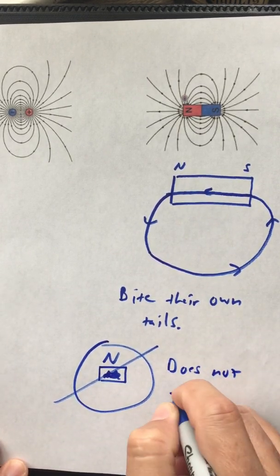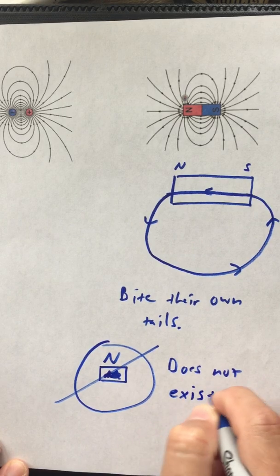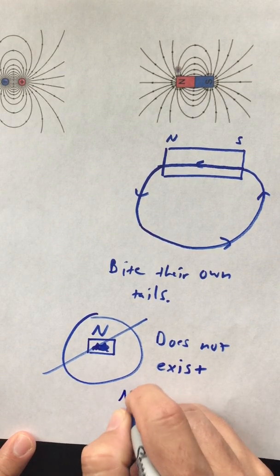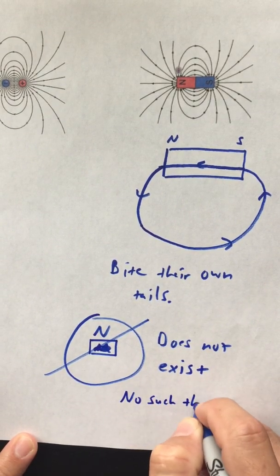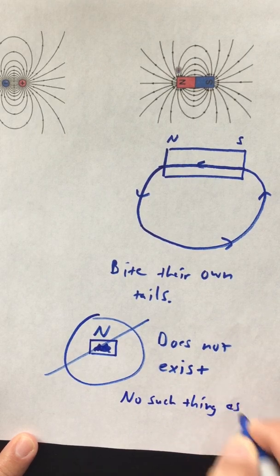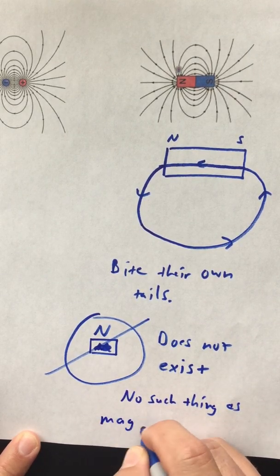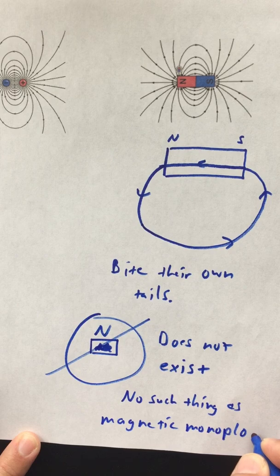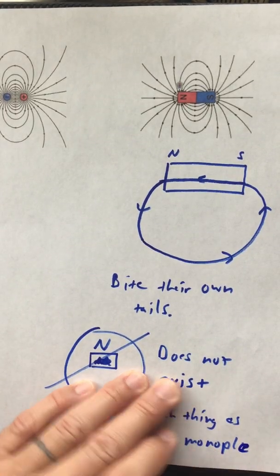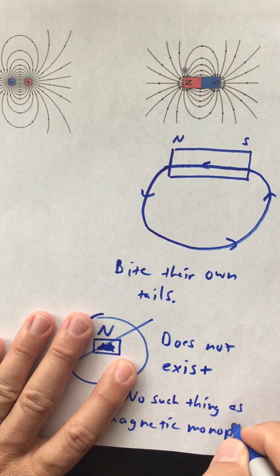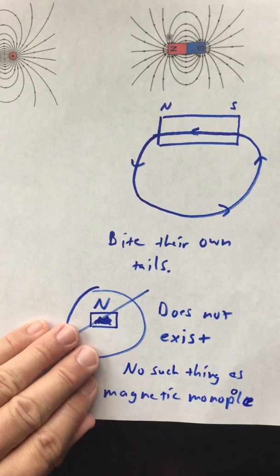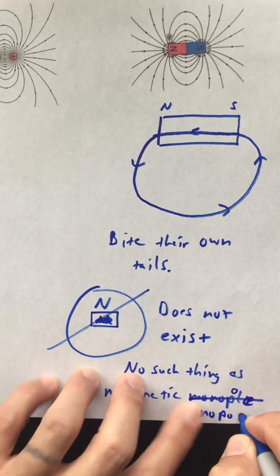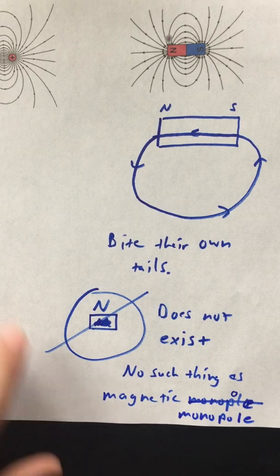Does not exist. That is to say, the best we can tell, there is no such thing as a magnetic monopole. That is not the case in electricity.